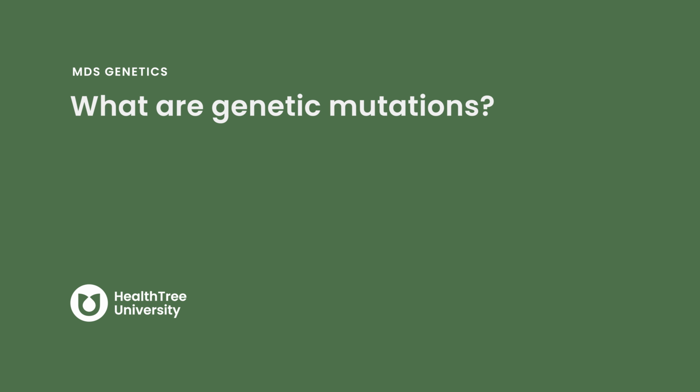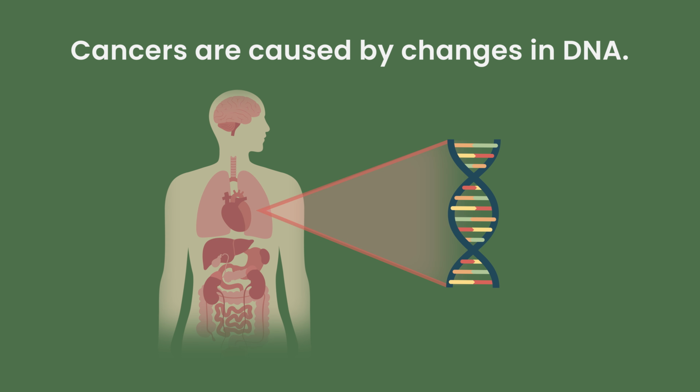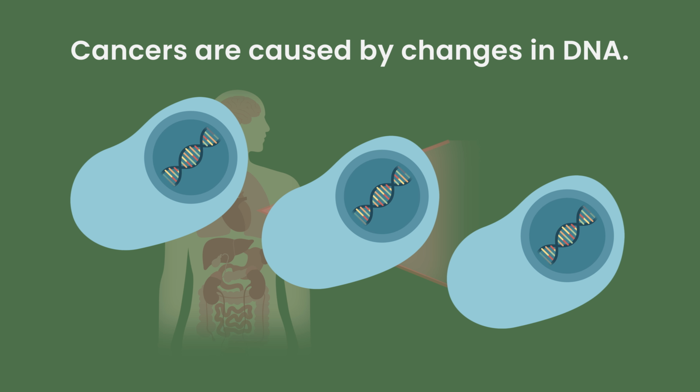What are genetic mutations? To explain in an easier to understand manner, all cancer, including MDS, is caused by changes in DNA. DNA makes up part of how your organs and tissues are formed, and this DNA is replicated whenever new cells are made. So when there's a mistake in the replication, there is a mutation, and that mutation is called a genetic mutation.